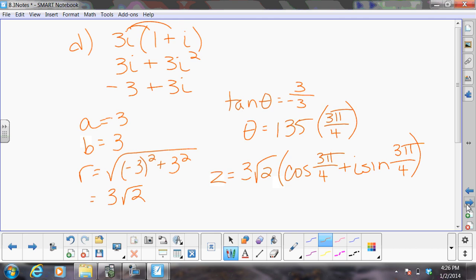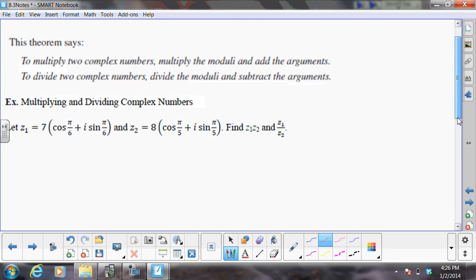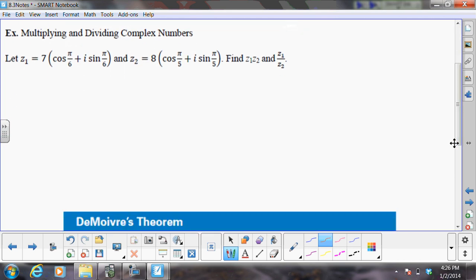So next page. Nope, I added a page. Okay. I just talked about that. So down here, multiplying, dividing complex numbers. Thankfully these are already in trig form. So first part is multiplying. So z1 times z2. So I'm going to multiply 7 and 8 together. And then I have my cosine, and I'm going to add pi over 6 plus pi over 5.